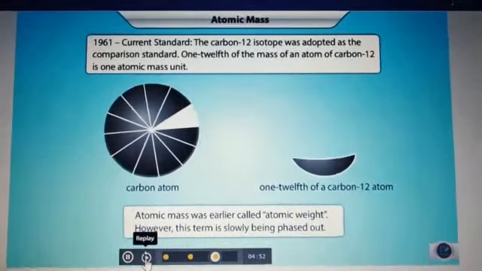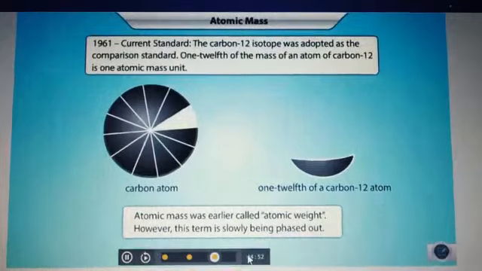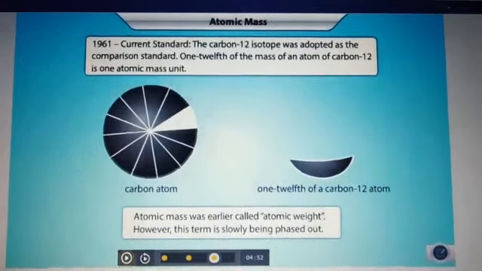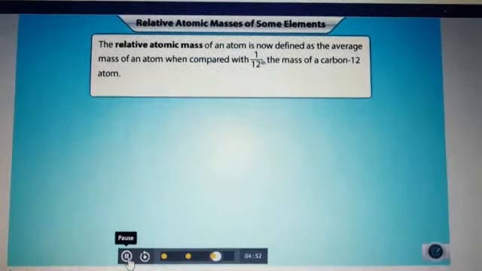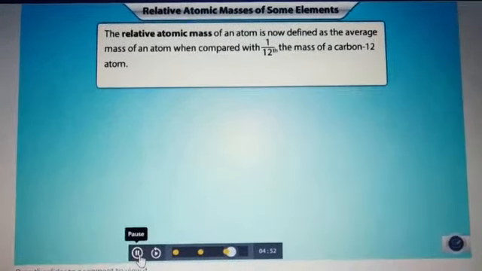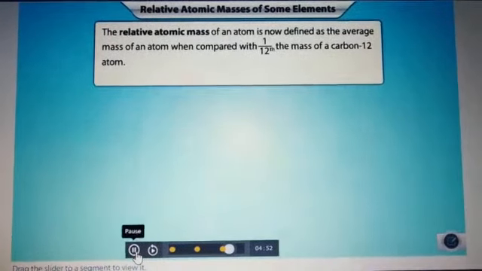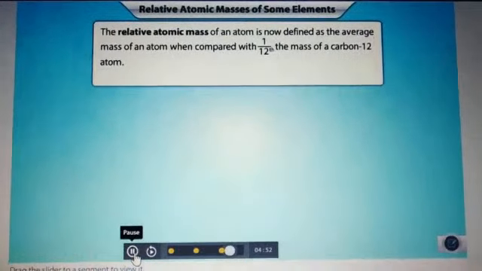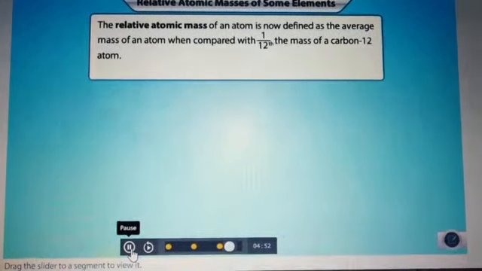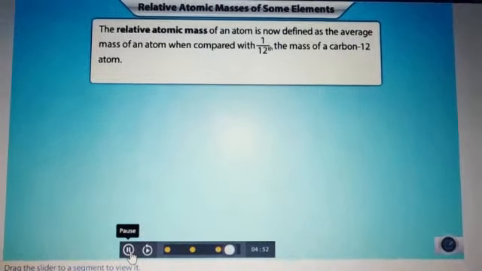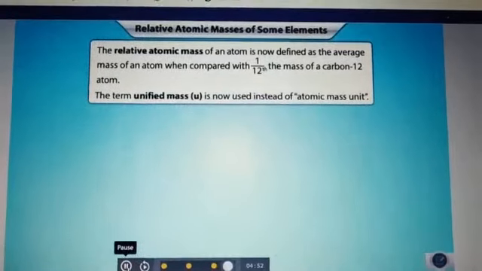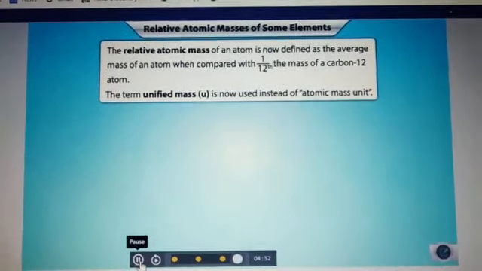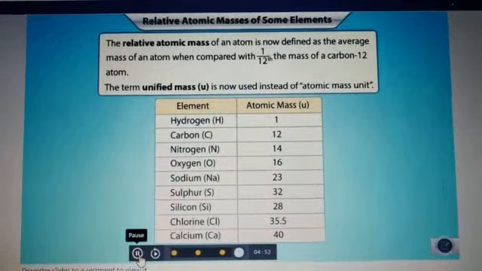Atomic mass was earlier called atomic weight. However, this term is slowly being phased out. The relative atomic mass of an atom is now defined as the average mass of an atom when compared with 1/12 the mass of a carbon-12 atom. Based on the recommendations of the International Union of Pure and Applied Chemistry, the term unified mass is now used instead of atomic mass unit.